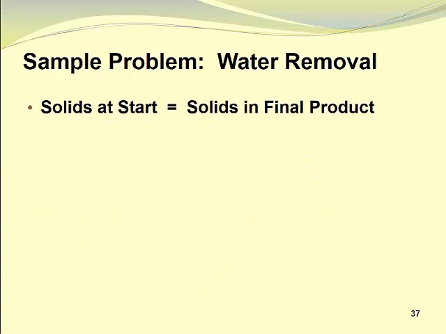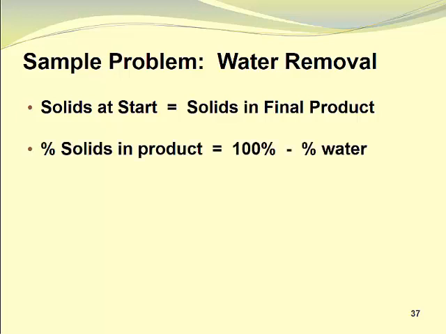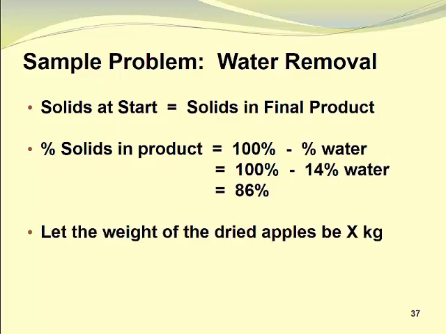The weight of the solids at the start will be equal to the weight of solids in the final product in most drying processes. This assumes that there are no solids lost in the drying operation, which is usually a safe assumption. So the percent solids in the product will be 100% minus the percent water in the product, and that gives us 86% solids in the dried apples. We're going to let the weight of the dried apples be X kilograms, since we don't have an actual weight for them.